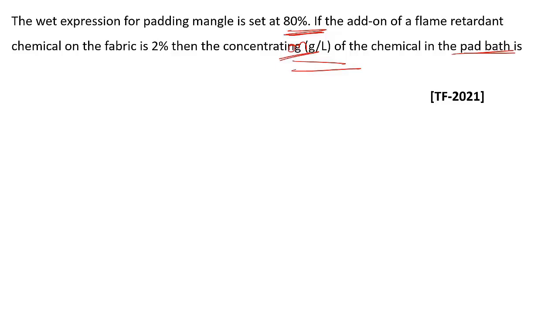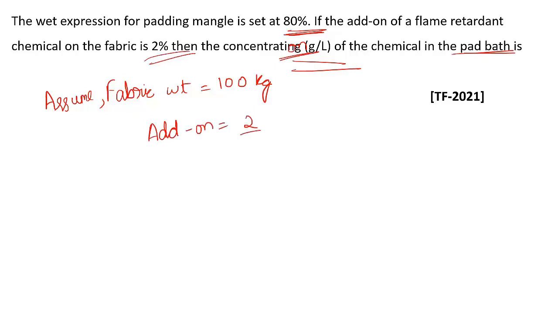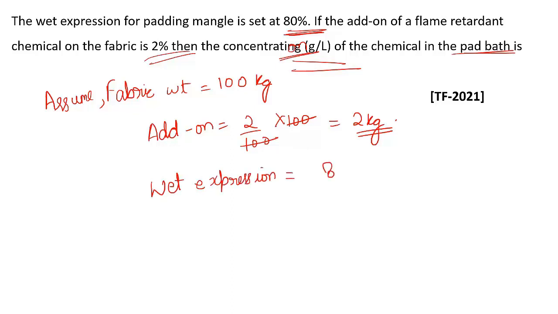Assume that the fabric weight is 100 kg. You have to assume this. Then the add-on is 2%. What will be the add-on weight? Add-on equal to 2% means 2 upon 100 into 100, which is 2 kg. And wet expression is said to be 80%, which is 80% on the weight of fabric. So 80 upon 100 into 100 comes out to be 80 liters, since the specific gravity must be 1 for this case.